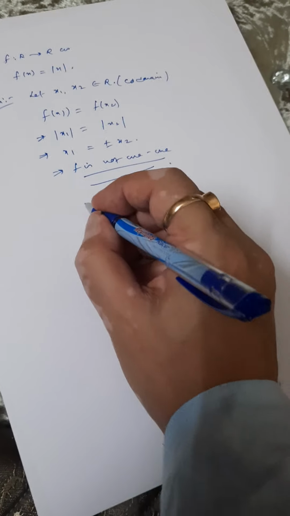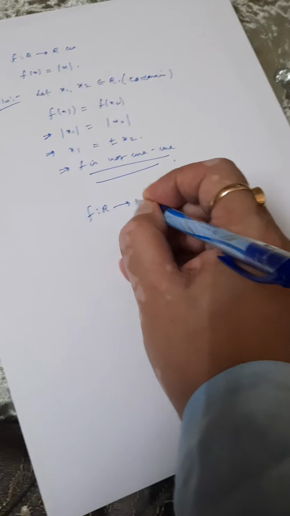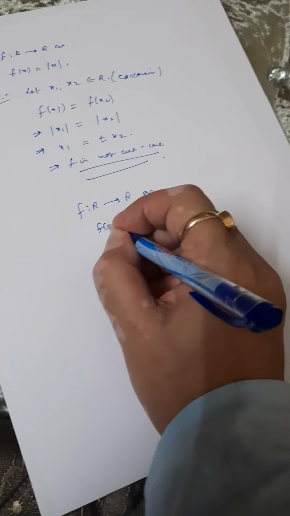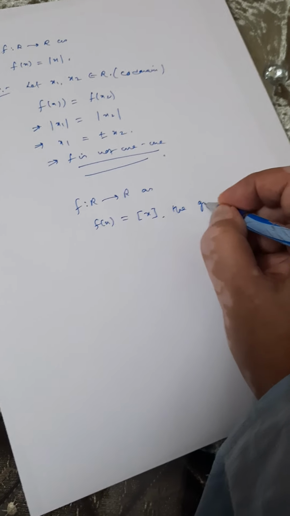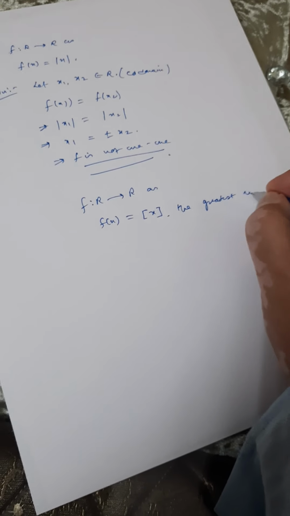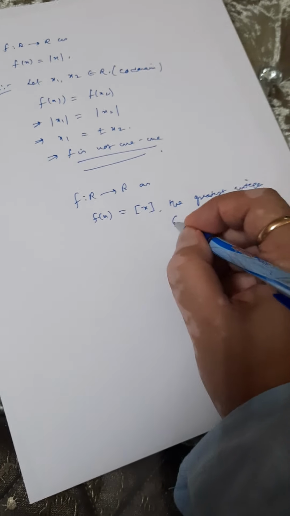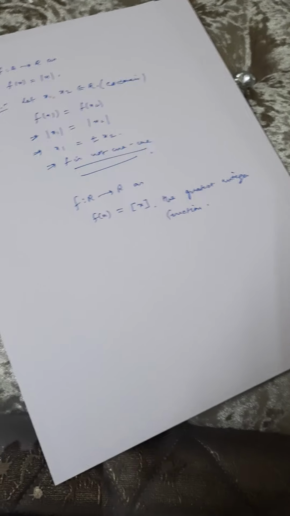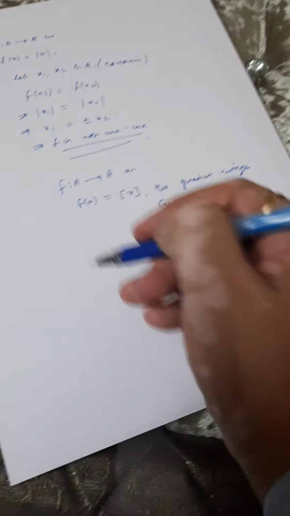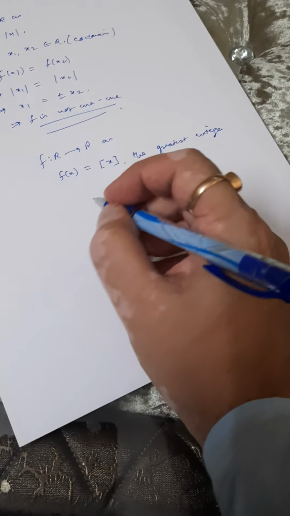In the same way, class, if I define f from R to R as f(x) equals bracket x, the greatest integer function, show that f is not 1-1. Now you can take an actual example there to show that it's not 1-1.